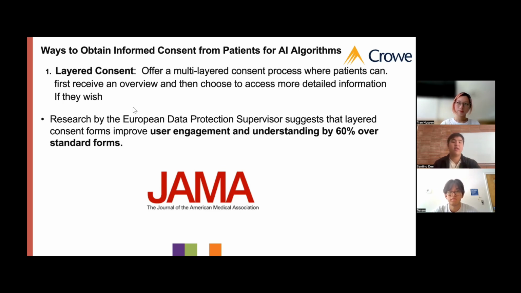We will do this through layered consent particularly. Layered consent provides information to patients in multiple stages or layers. Initially, patients are shown a high-level summary that provides an overview of the key points. Then patients can choose to dive deeper into more detailed explanations if they want more specific information. Hopefully, this is designed to avoid overwhelming patients with too much information at once. Research by the European Data Protection Supervisor shows that layered consent forms improve user engagement and understanding by 60% compared to standard one-size-fits-all AI consent forms, hopefully leading to better decision making about whether to provide consent. So moving on.